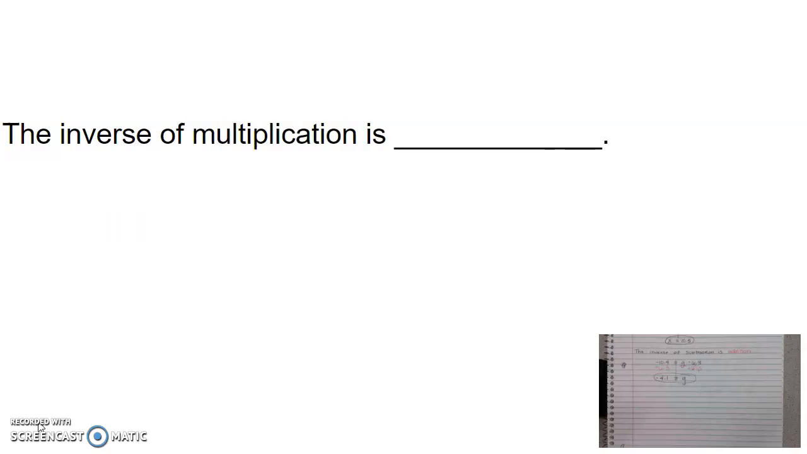We're going to move on to multiplication. The inverse of multiplication is division.